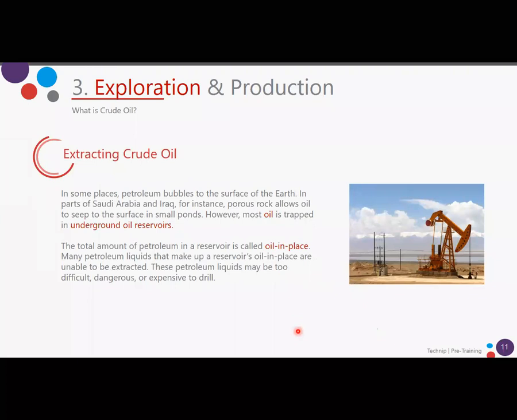How do we extract the crude oil? Well, in some places, petroleum bubbles to the surface of the earth without any other mechanism. In parts of Saudi Arabia and also in Iraq, for instance, porous rock allows oil to seep to the surface in small ponds. However, in most cases, oil is trapped in an underground oil reservoir. Then we will see how to extract the oil from this underground oil reservoir.